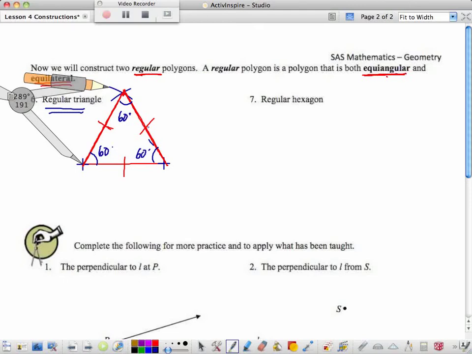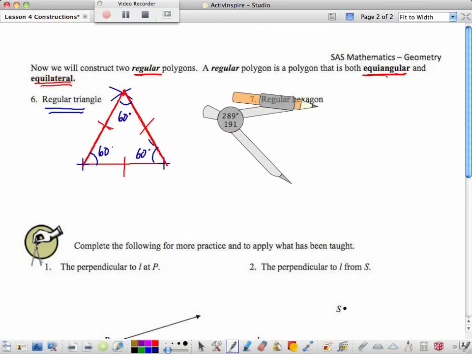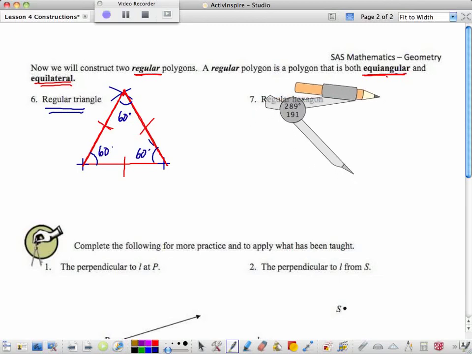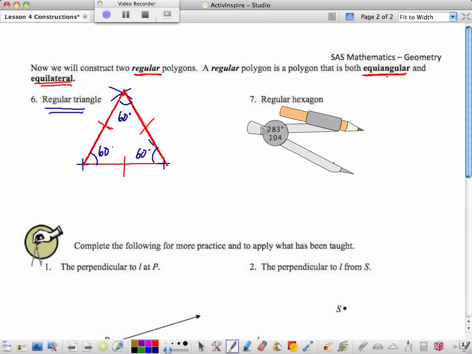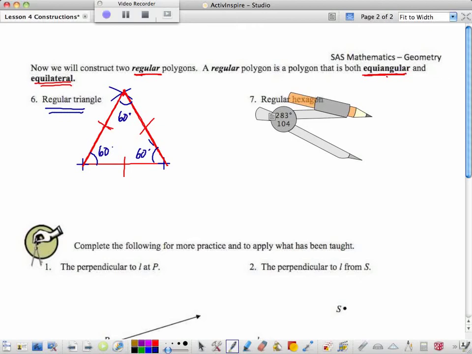Okay, our final one is a regular hexagon. So a regular hexagon means all the sides need to be the same length and all of the angles need to be the same going around the outside edge, on the interior of the polygon now. So what do you do for a regular hexagon? Well, for a regular hexagon, the first thing we're going to do is start with a circle.